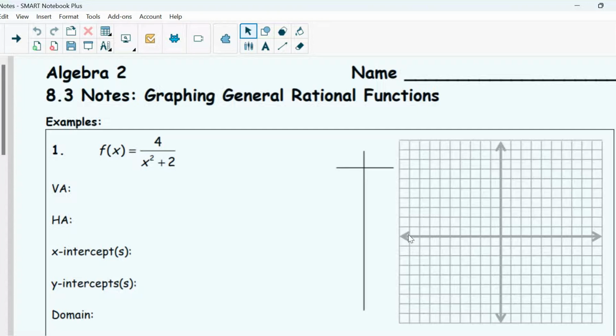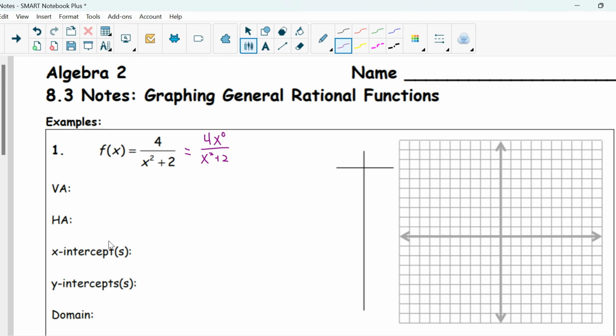So very similar to what we just did in 8.2, we are just taking it one step further with slightly more complex functions. So once again, the first thing I would always do in graphing a rational function is I would rewrite it in terms of exponentials and degrees. So since I have a constant here, I would rewrite 4 as 4x to the 0 power over x squared plus 2. This will help in my process of finding my horizontal asymptote.